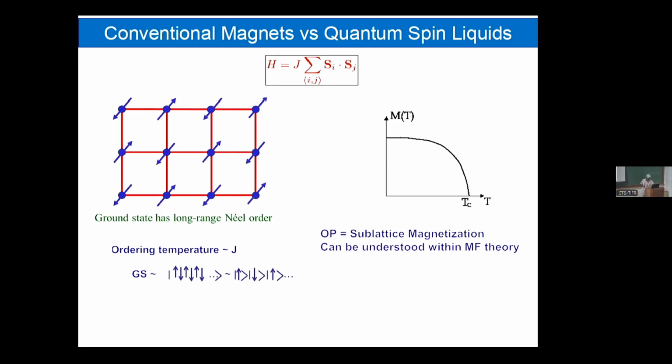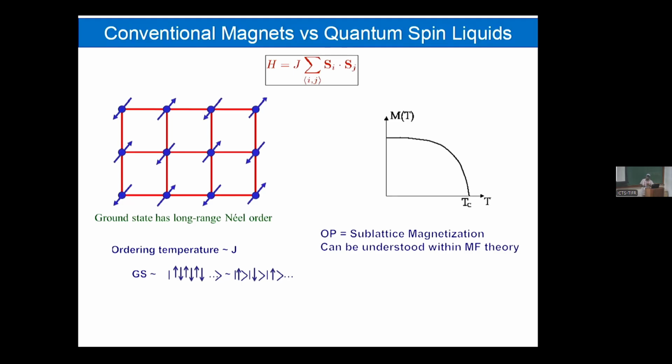When I cool the temperature below this scale J, they order into a Néel state. This state has broken the spin rotational symmetry, as I said, and the ground state is approximately a product state. We can define an order parameter, which is the staggered magnetization in this case, and it follows a behavior which can be understood within mean field.